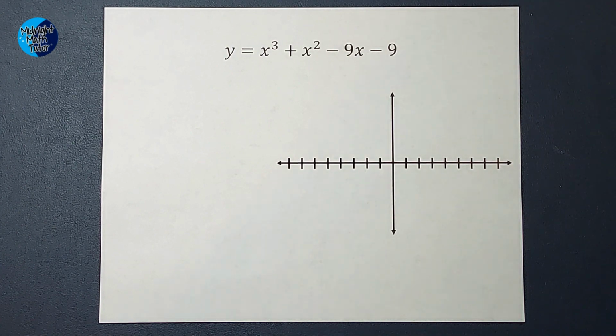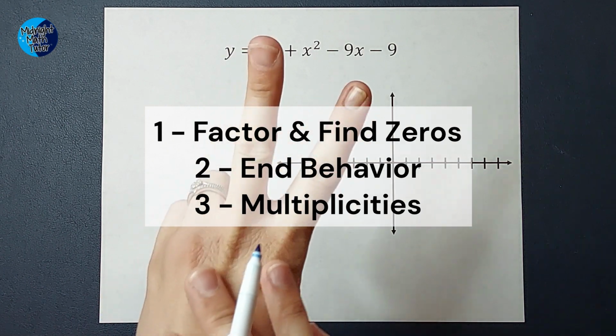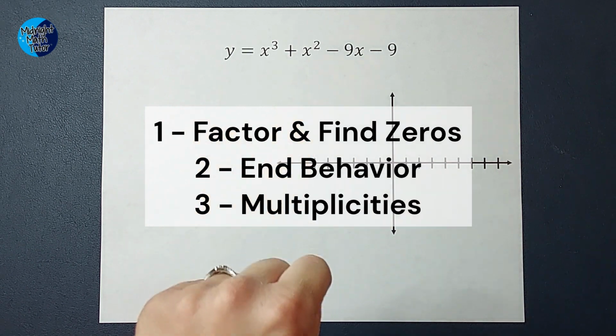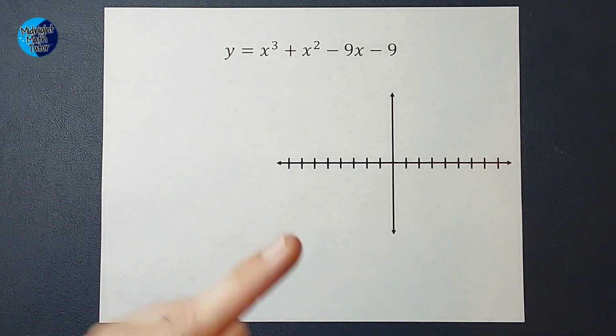So we are going to follow some steps. First, we're going to factor and find our zeros. Second, we're going to look at end behavior. Third, we're going to look at multiplicities. And then there's a fourth optional step that we'll talk about once we get there. So first, I'm going to factor and find my zeros.